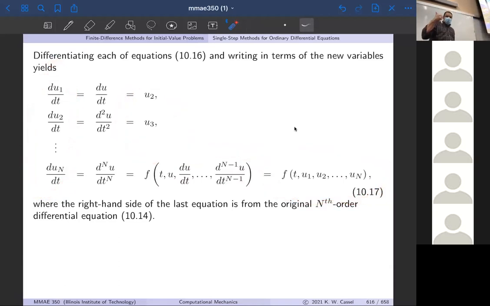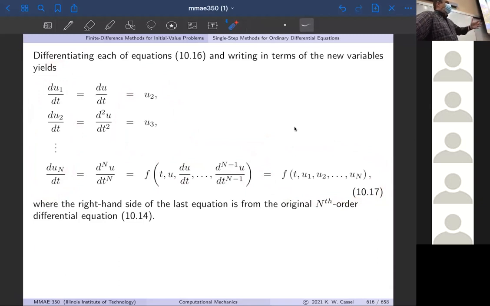We've taken a capital nth order ordinary differential equation, and we have converted it to a system of n first order ordinary differential equations. That always, always works. Linear, nonlinear, doesn't matter. You can always do that. So you can always take your nth order equation, convert it to a system of n first order equations.